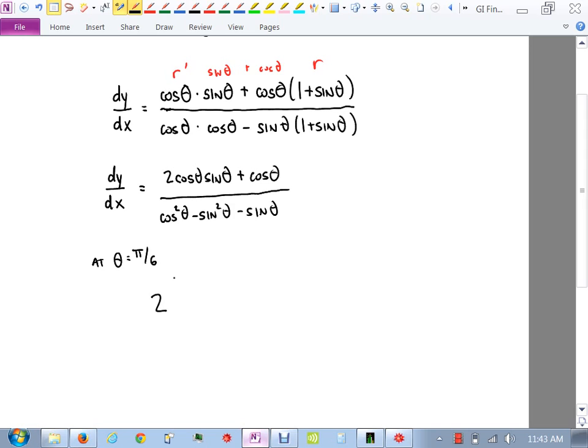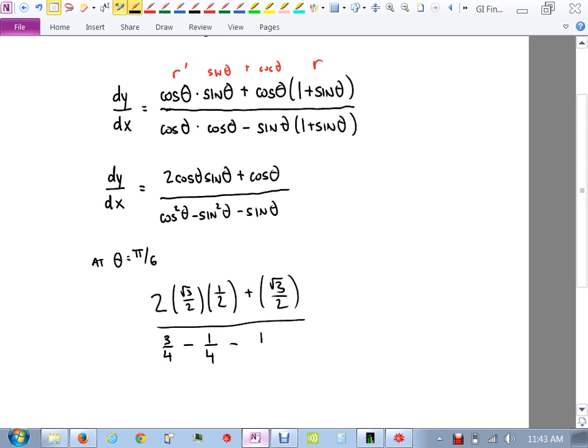What's cosine of pi over 6? Root 3 over 2. Sine of pi over 6 is 1/2, plus root 3 over 2, all over cosine of pi over 6, which was root 3 over 2. We're going to square it. That's 3/4 minus 1/2 squared, which is 1/4, minus 1/2. And then you just clean it all up. It's going to be an irrational number. Is it? Yes.